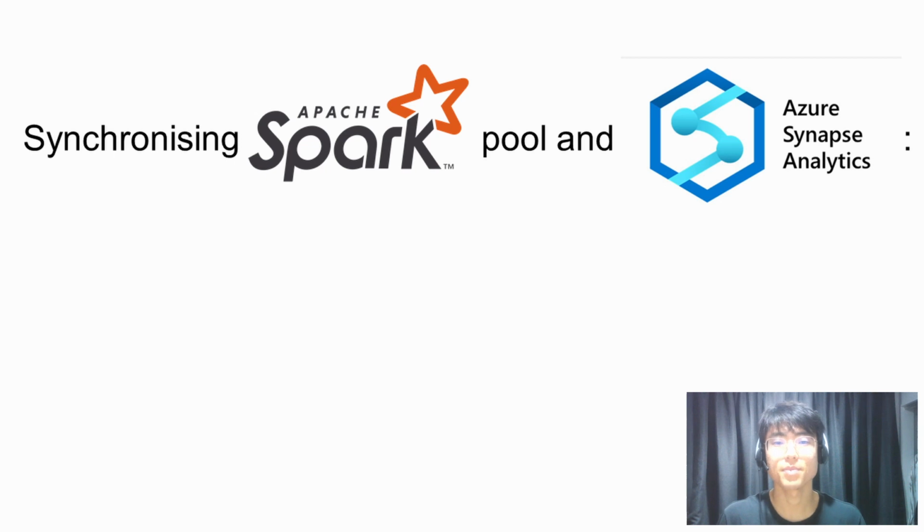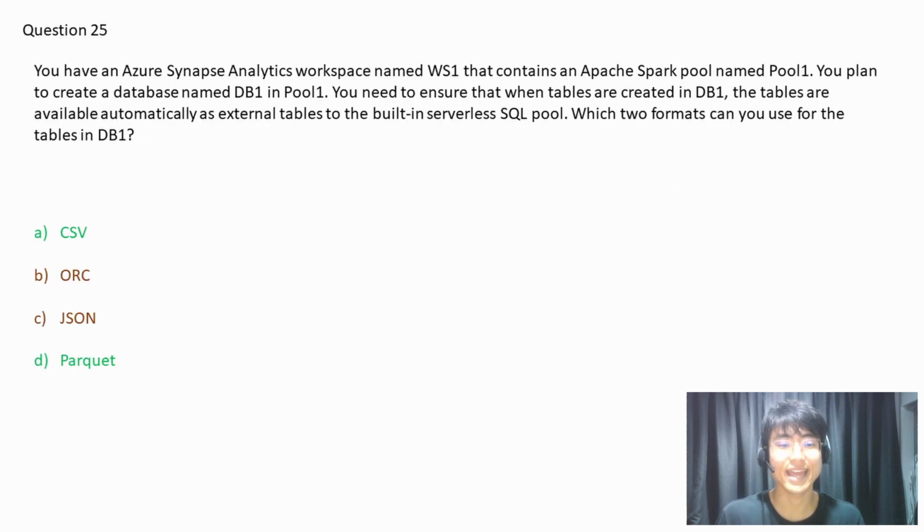The question is about synchronizing the Apache Spark pool with table definitions of serverless SQL pool in Azure Synapse Analytics. The synchronization can be achieved by using the CSV and the Parquet format. So the correct answers here are A and D.